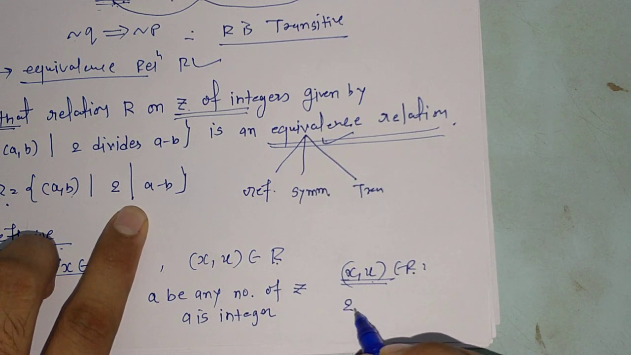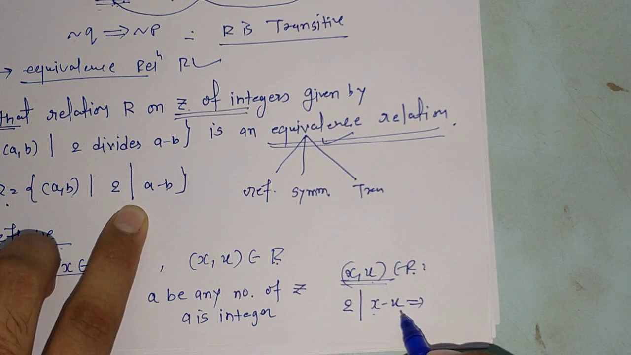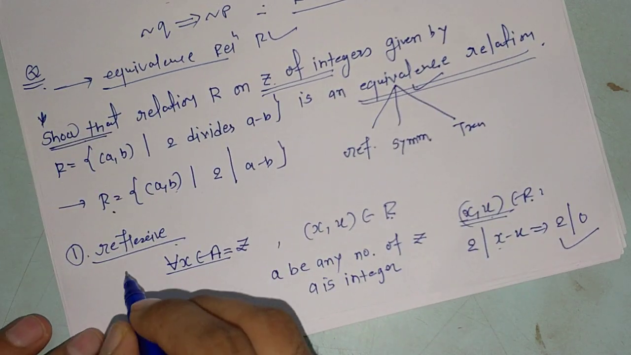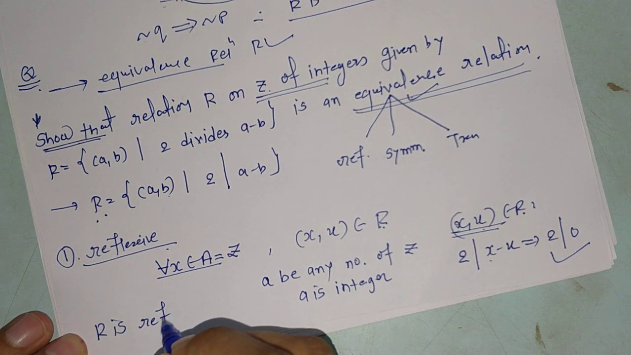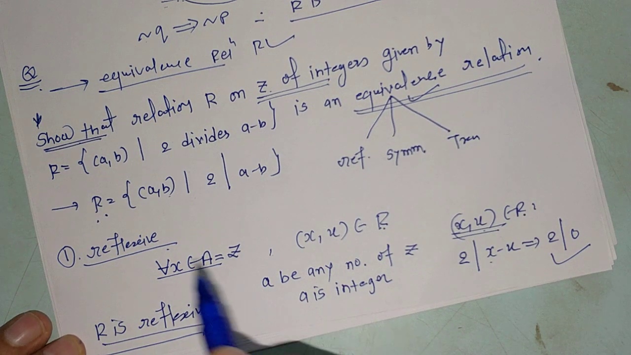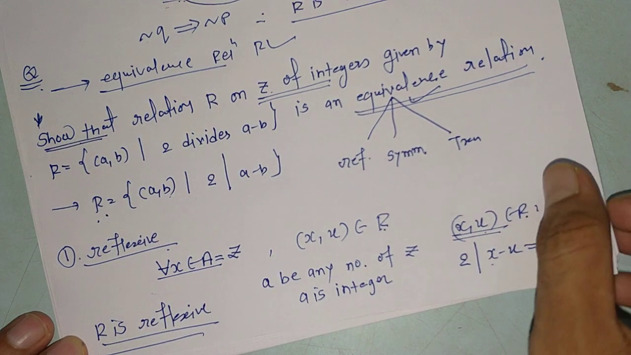It means if this pair is in R, it must satisfy this condition. It means 2 divides x minus x, what does it imply? x minus x is what? 0. So 2 divides 0, yes, 2 divides 0, 0 is divisible by 2. So this relation R is a reflexive relation. We are showing that the relation is an equivalence relation. For that we have proved that the relation is reflexive.